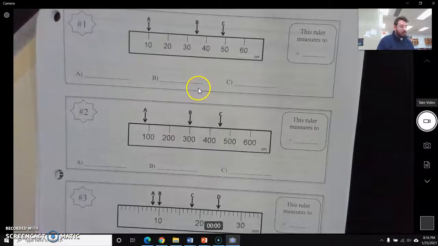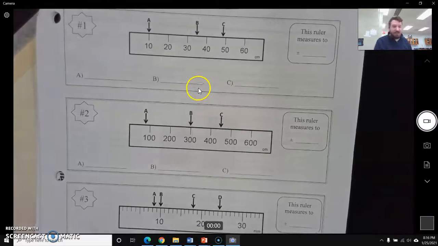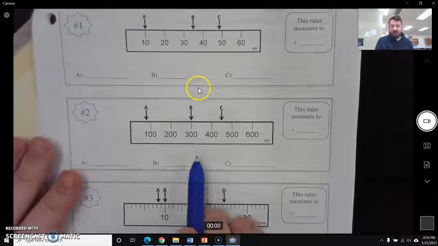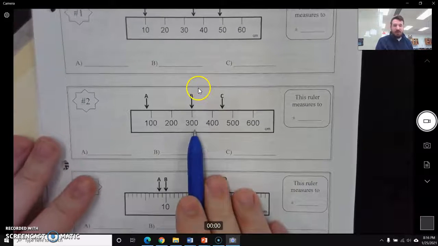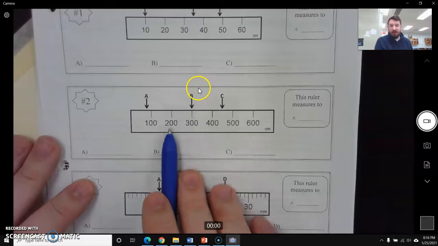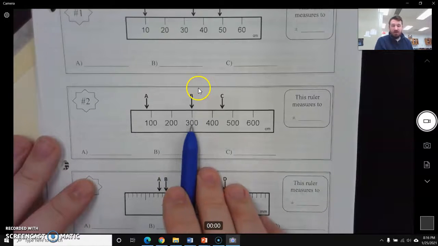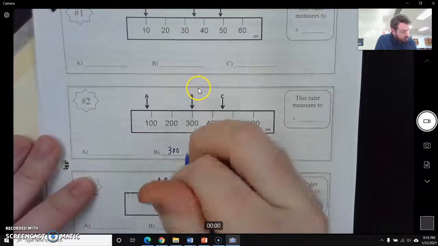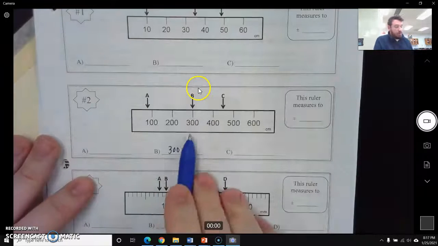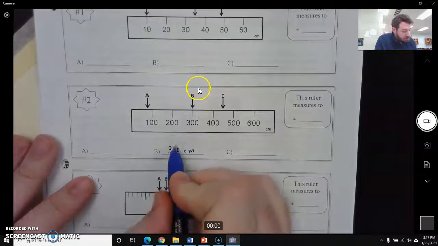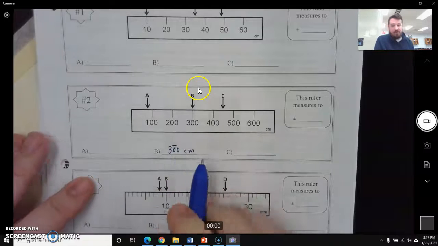All right, we got to do this pretty quickly because I only have 50 seconds left on my video. So a good example would be B right here. This arrow is right on the line of 300. Our interval is going up by 100, so we need to estimate to the tens place. So our measurement will be 300 centimeters, but the 0 that we estimated to, which was the tens place, should get the line over the top.